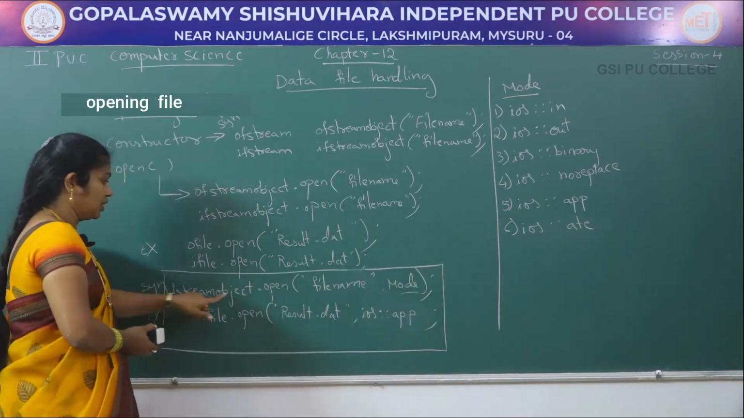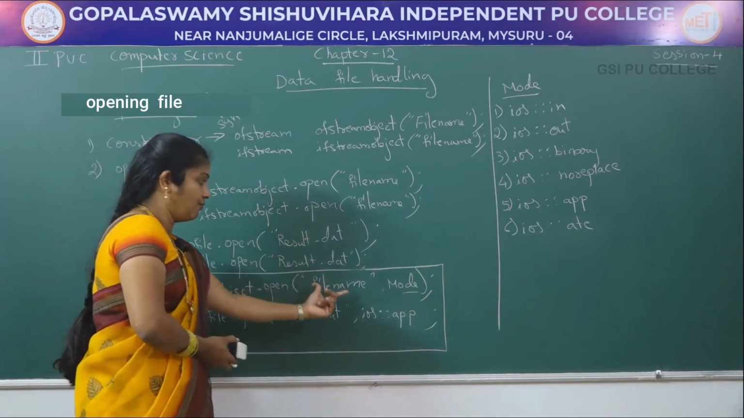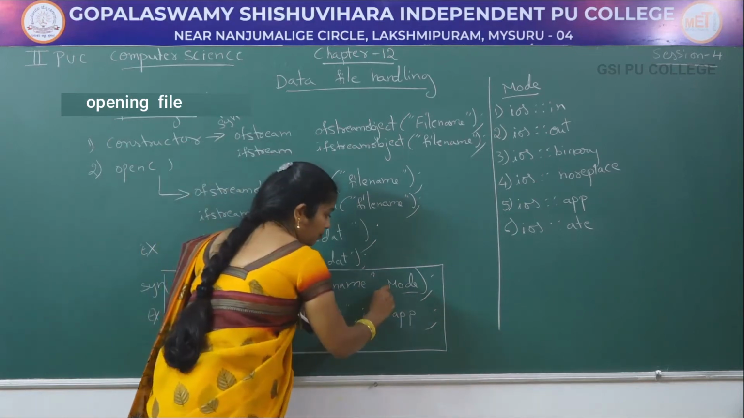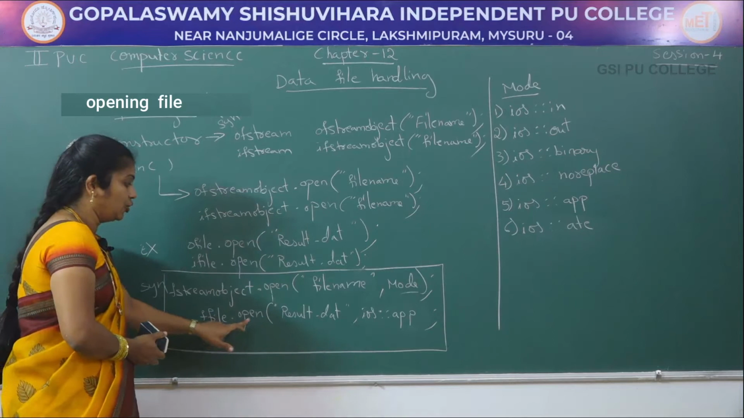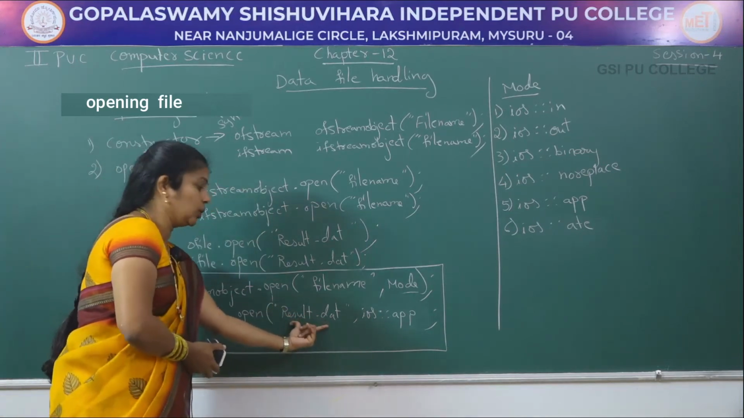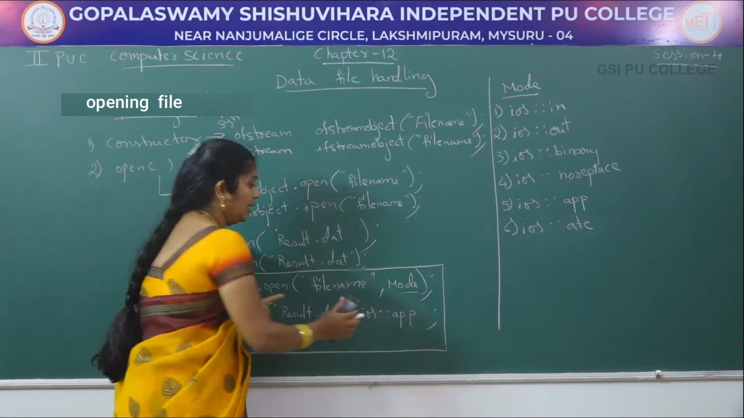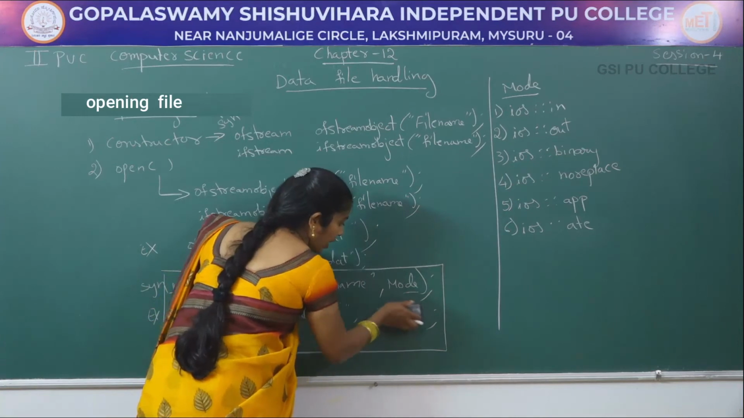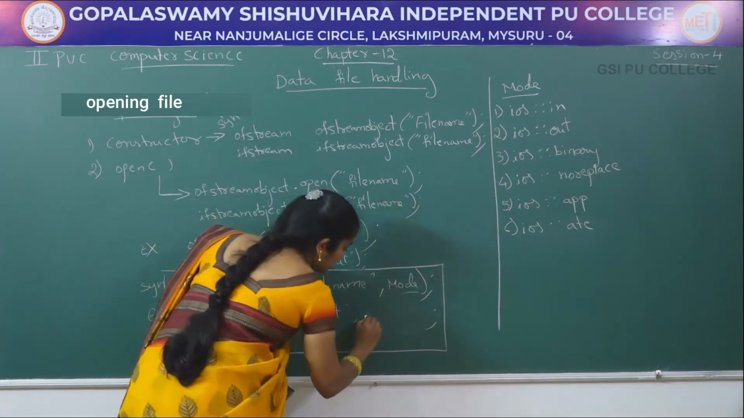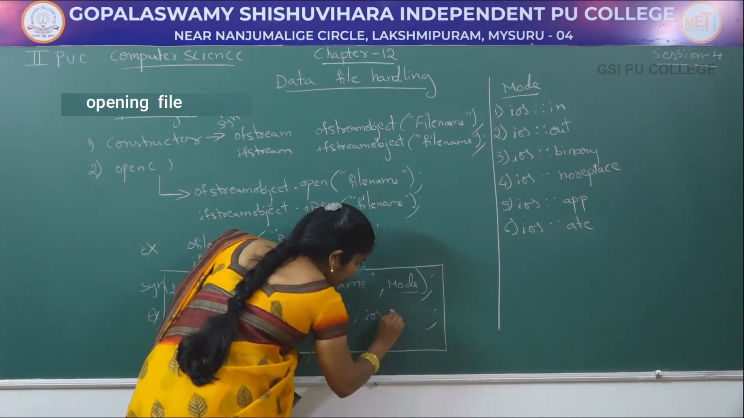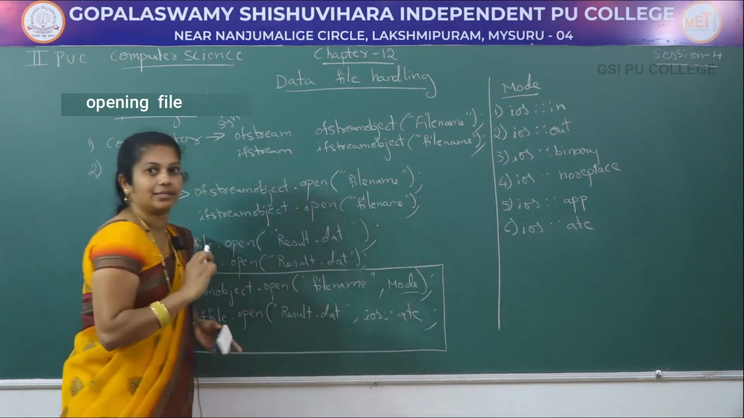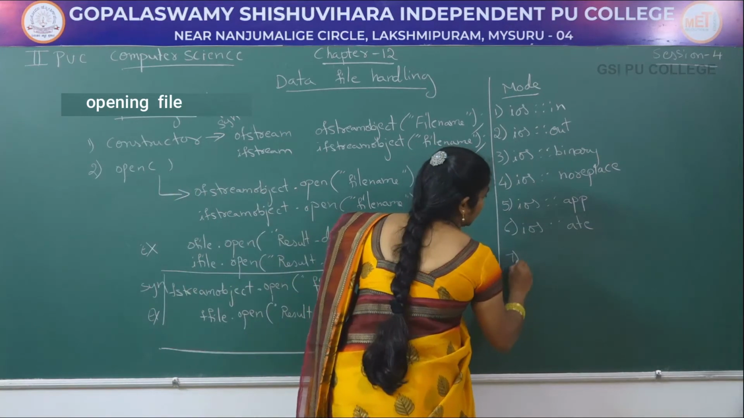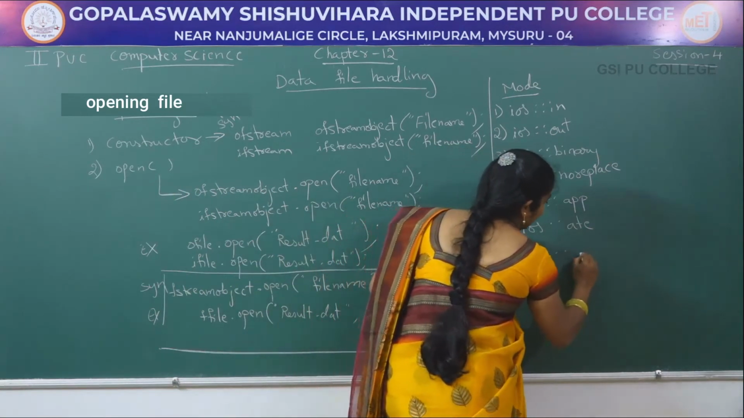Here fstream object dot open, file name, then comma, mode we use to write. While writing the example, ffile dot open, here inside the quotes you have to write the file name, comma, here in the place of mode we have to write ios input output stream scope resolution operator update. Now is it clear?